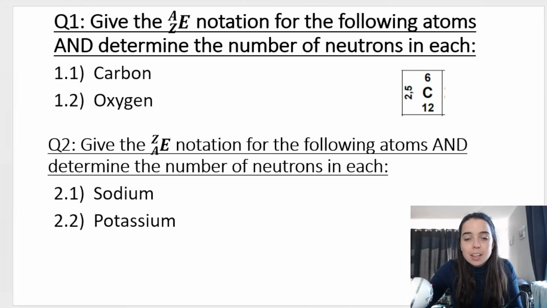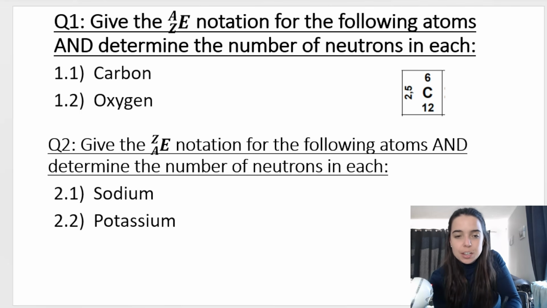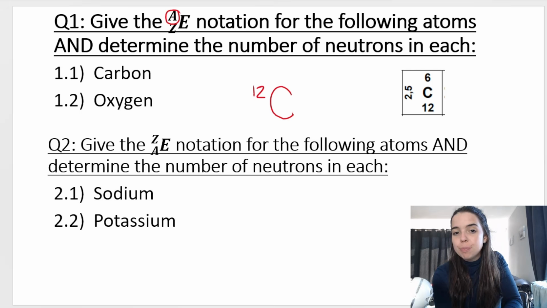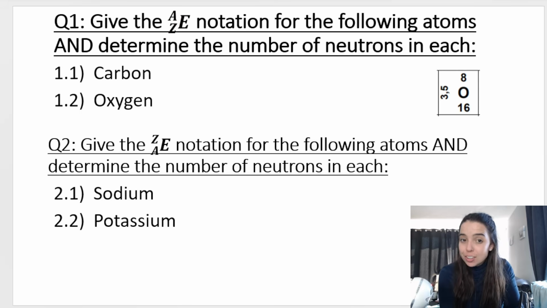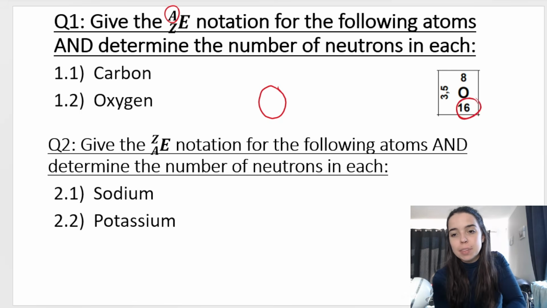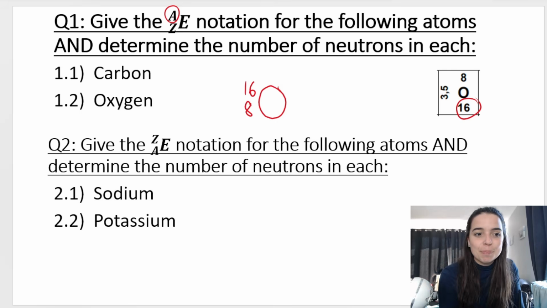Right, for carbon, now it's EAZ notation, so carbon is my E, it's my element, big C. A is the atomic mass number, it's the bigger number, it's 12. And Z at the bottom is your atomic number, it's 6. There we go. What about oxygen? Oxygen, E is your element, big O for me. A is your atomic mass number, it's the big number here, it's 16. And Z is your small number, it's 8.